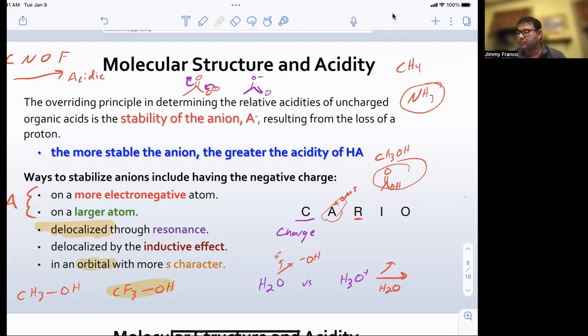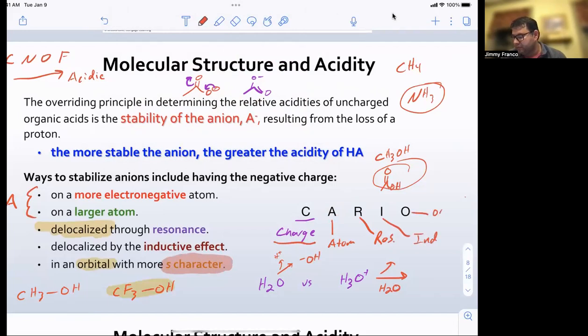Last one, it says O for orbital. And the orbital that we're actually going to care the most about is that S character. All right. And so we said if we compare the groups, right, if you're sp, you're going to be the most acidic, then sp2, and then sp3. All right. So what I would keep in mind is if you kind of remember this chart, right? And as you're kind of going through it, just remember C stands for the charge, A is for the atom, R is for resonance, I is for induction, O is for orbital.